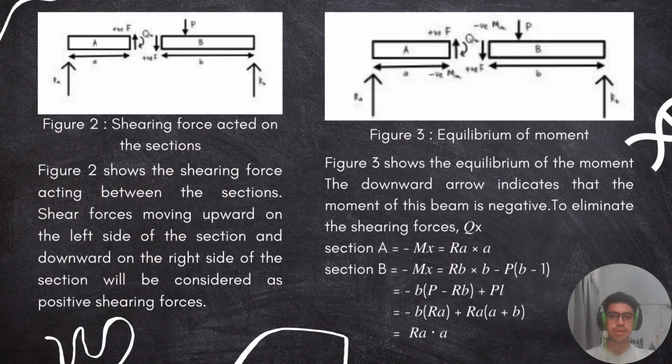On the left-hand side, Figure 2 shows the shearing force acting between the section. Shear force moving upward on the left side of the section and then downward on the right side of the section will be considered as positive shearing force.